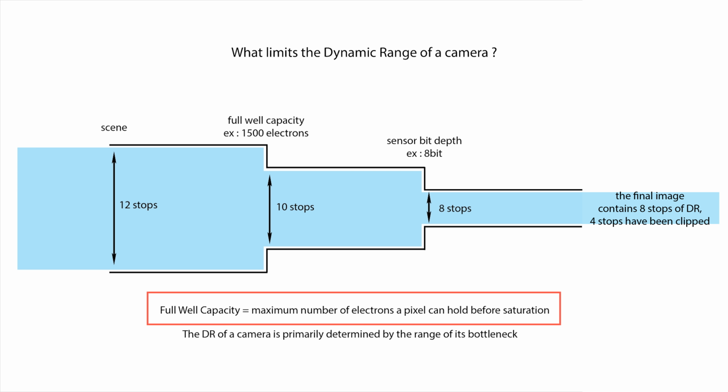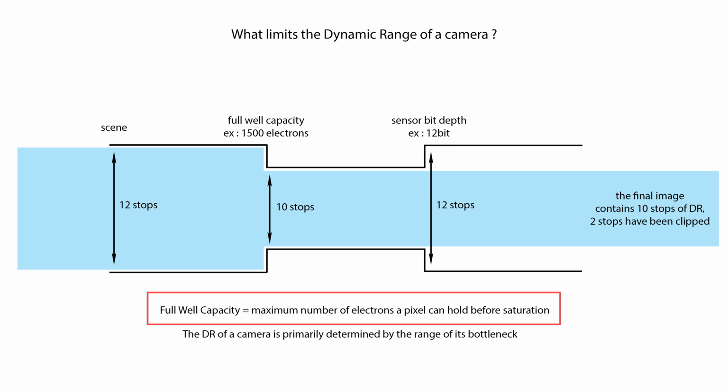So I drew kind of a pipeline bottleneck way of seeing it. That 12 stuff is just an example. So we're gonna focus mainly on these two things: full well capacity and sensor bit depth, the two main things that limit dynamic range for any camera.